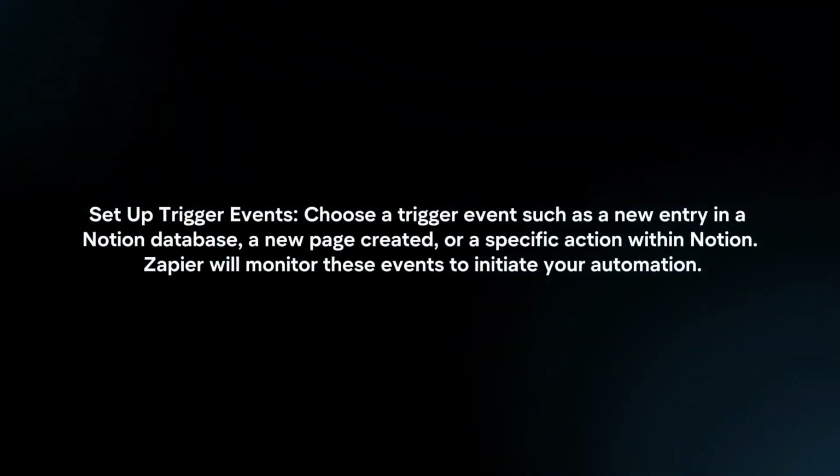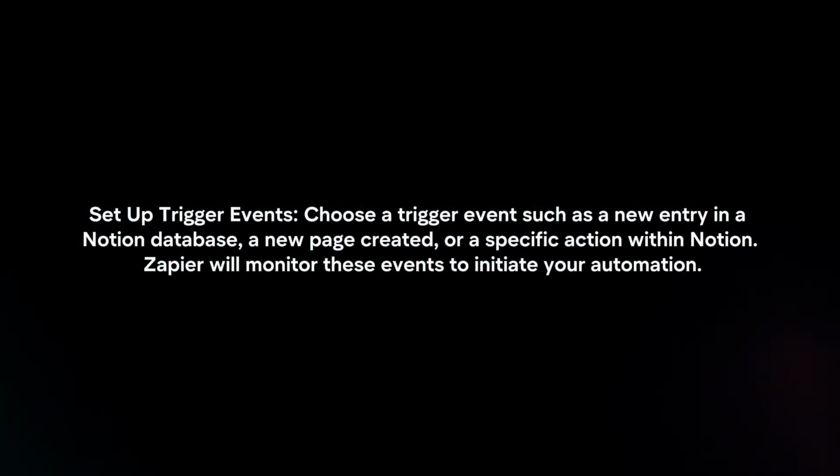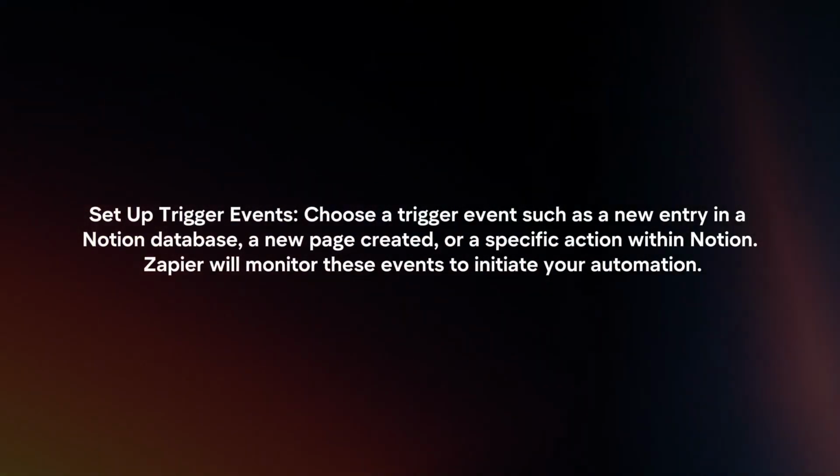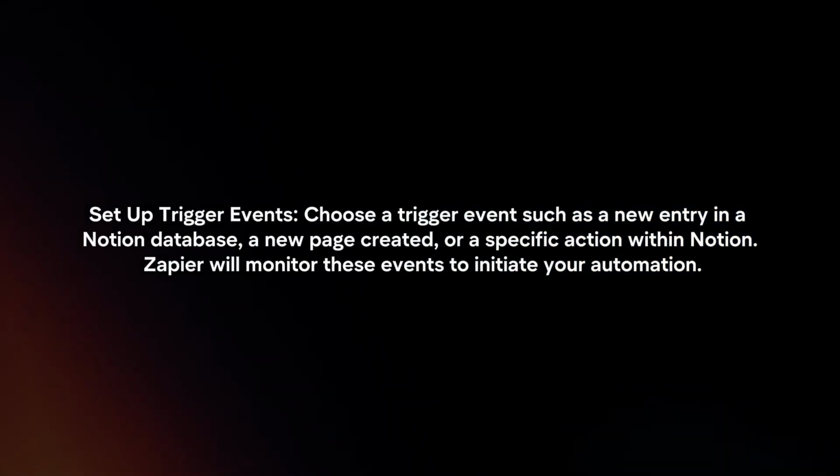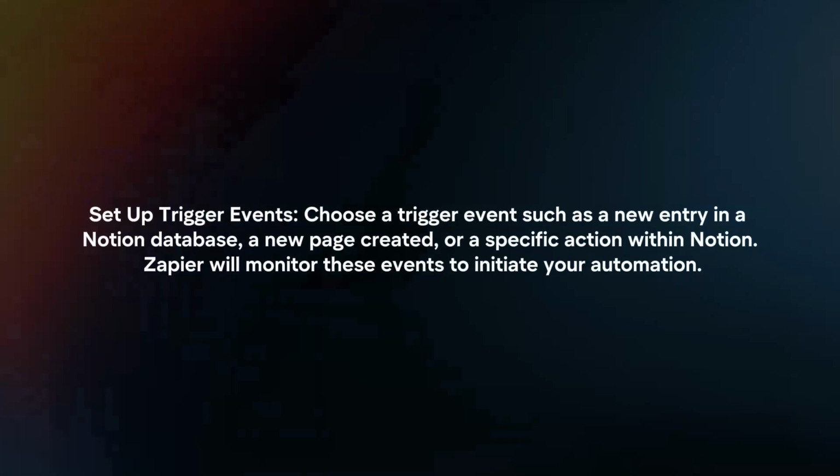Set up trigger events. Choose a trigger event such as a new entry in a Notion database, a new page created, or a specific action within Notion. Zapier will monitor these events to initiate your automation.